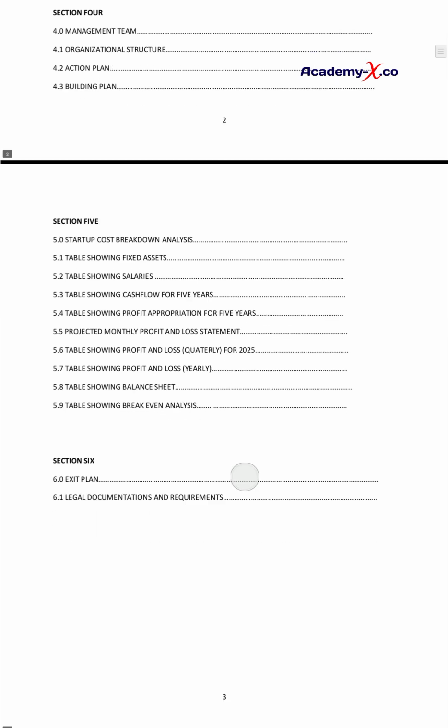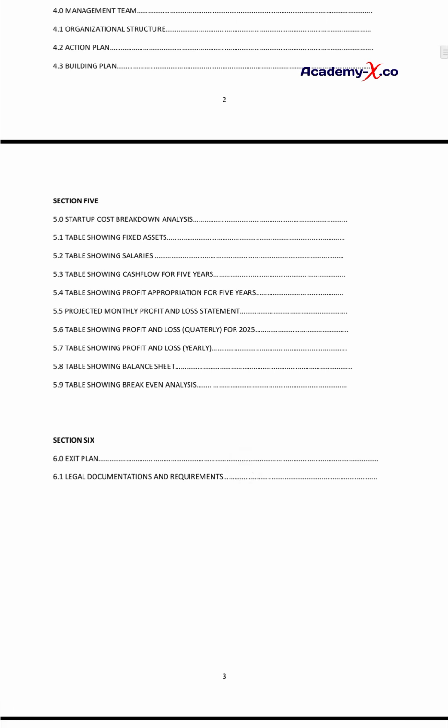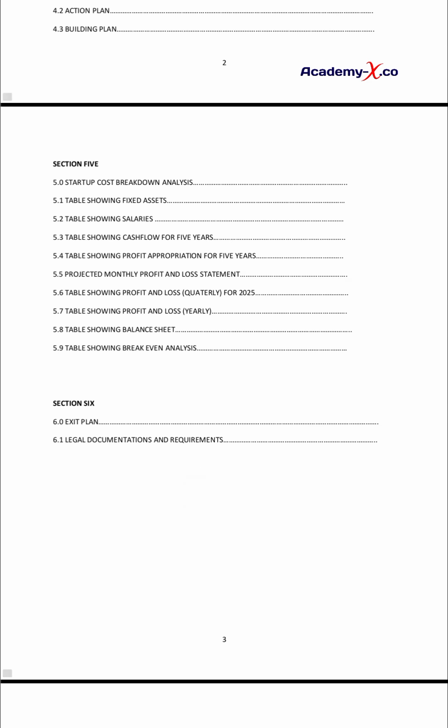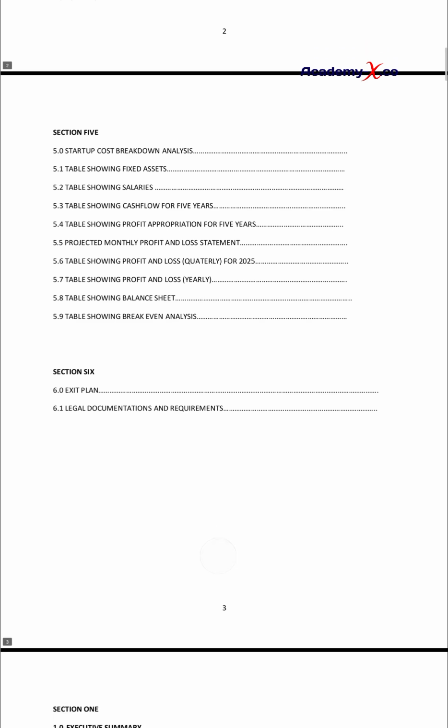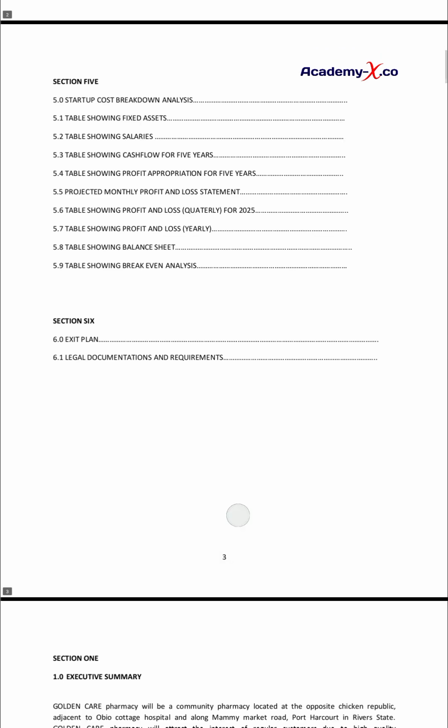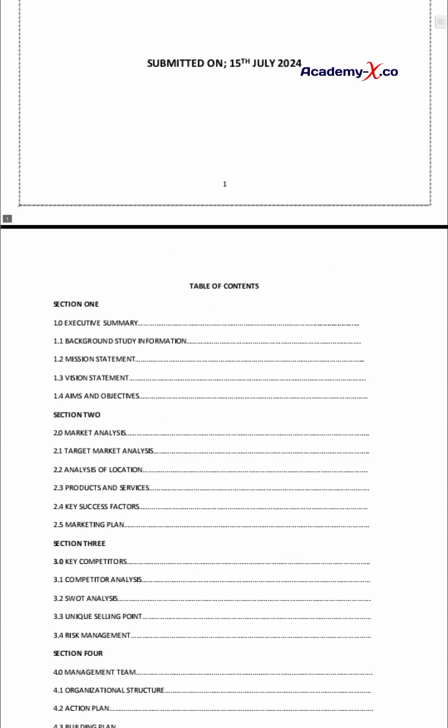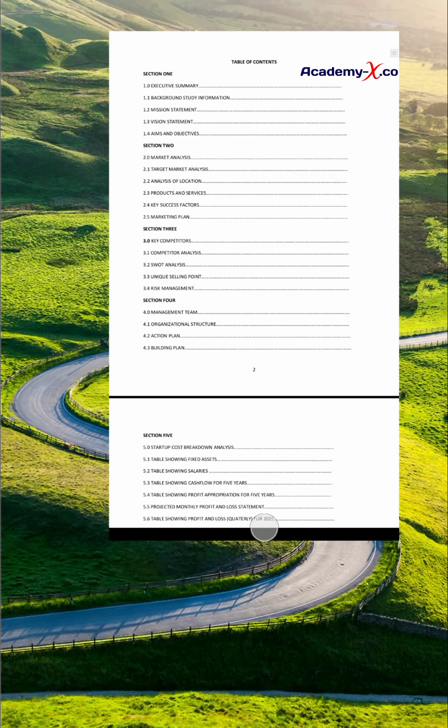The financial analysis section is the part we are going to be looking at. It has the startup cost breakdown analysis, table showing fixed assets, table showing salaries, table showing cash flow for 5 years, table showing profit appropriation for 5 years, projected monthly profit and loss statement, table showing profit and loss quarterly, profit and loss yearly, table showing balance sheet, and a table showing break even analysis. Then we have the exit plan and the legal documents and requirements needed. Those are basically the things we have in the document.